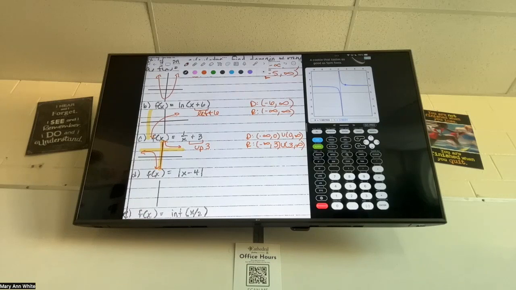All right, my next graph is an absolute value graph. What is that -4 gonna do to my graph? To the right 4. We're gonna go to the right 4 units.